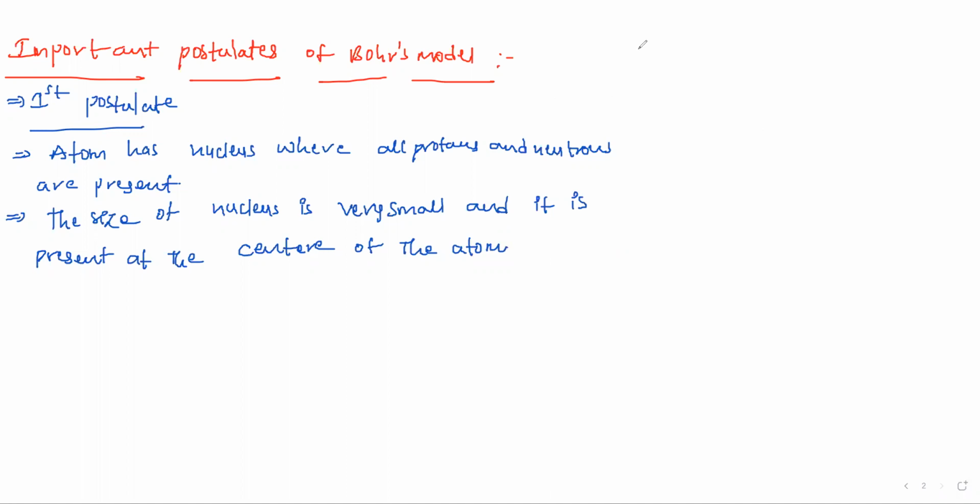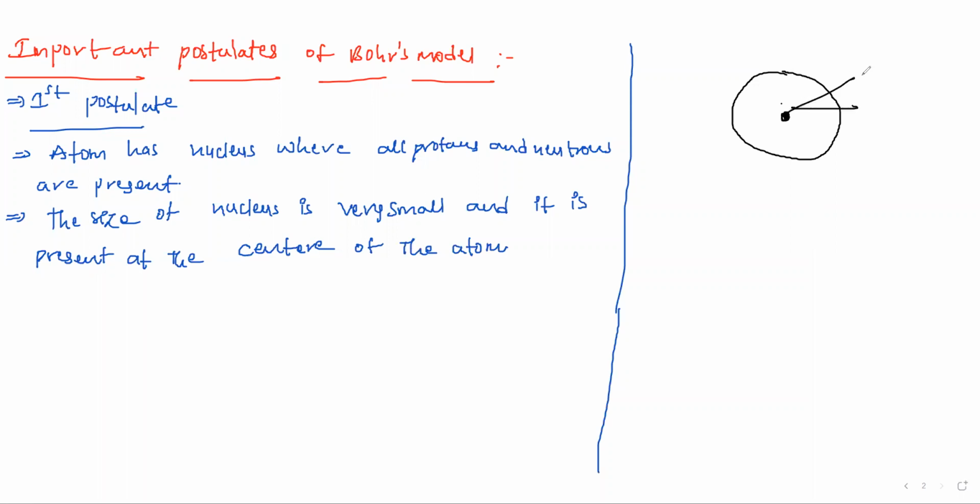And actually this Bohr's atomic model is also based on the Rutherford model. Rutherford told that the atom is spherical in shape, and most of the atom contains empty space. The nucleus is concentrated at the center and contains protons. Similarly here, the atom has a nucleus where all protons and neutrons are present, the size of the nucleus is very small, and it is present in the center of the atom.